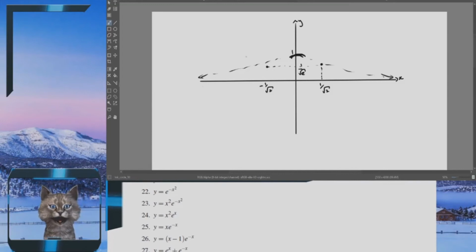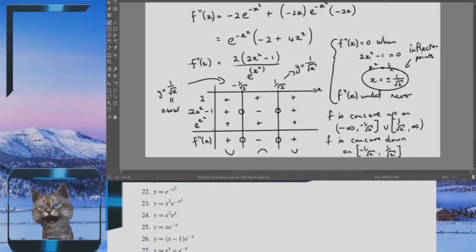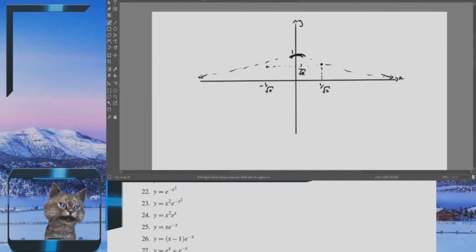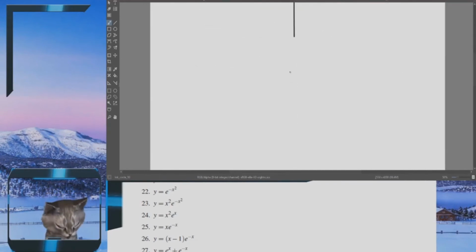Now I'm bending. How am I bending? Up, down, through the 2 points. Down through the 2 points. That makes sense. Up, up. Okay, so it does make sense. Let's make a nice clean graph.